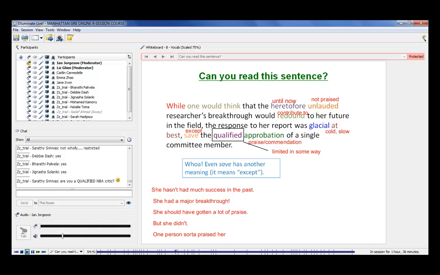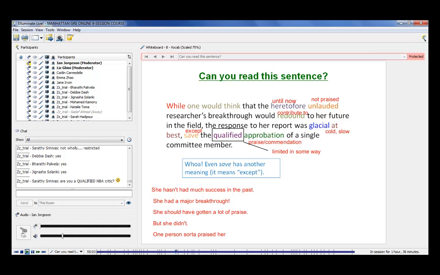Yes, and my qualified NBA critic, the reason why I am qualified in the other meaning is I watch a lot of the NBA. But I'm even more qualified to be a soccer critic because I watch even more soccer than basketball these days. But that's the other meaning of the word qualified.